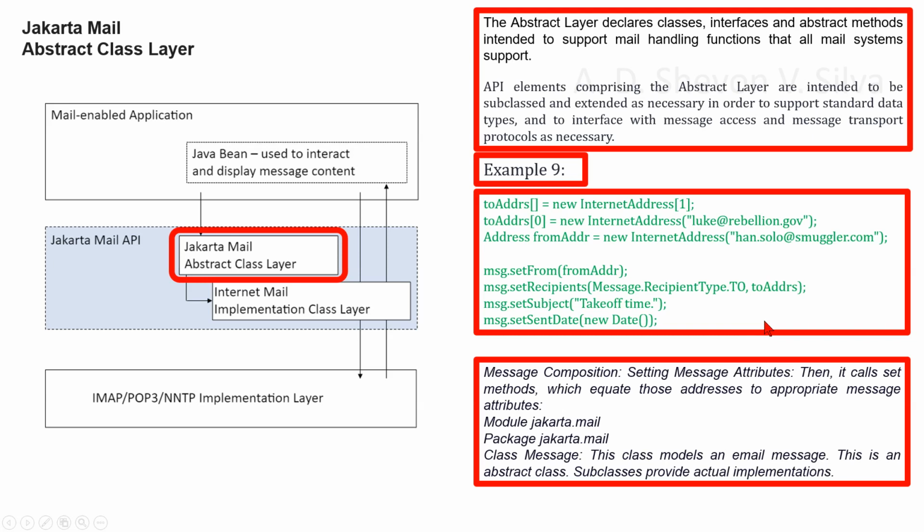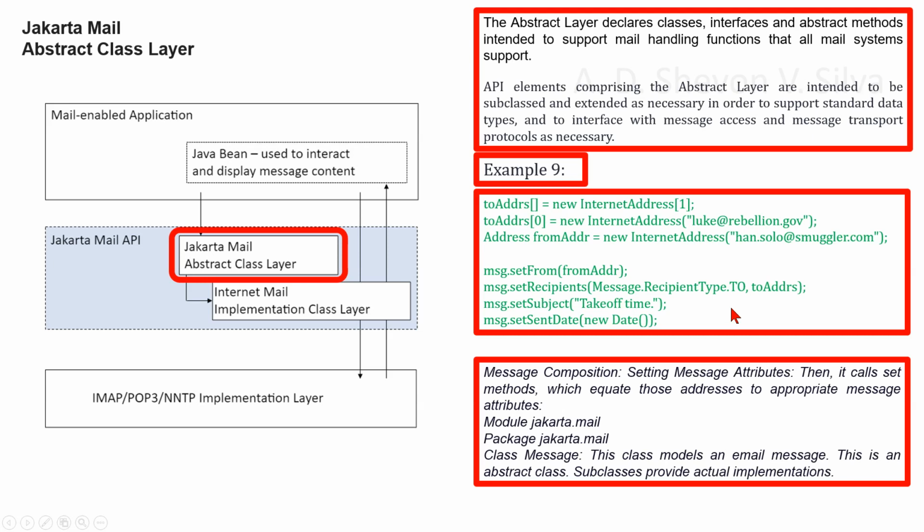The setRecipients method takes recipient type as its first parameter, which specifies which recipient field to use. Currently Message.RecipientType.TO, Message.RecipientType.CC, and Message.RecipientType.BCC are defined. Additional recipient types may be defined as necessary.